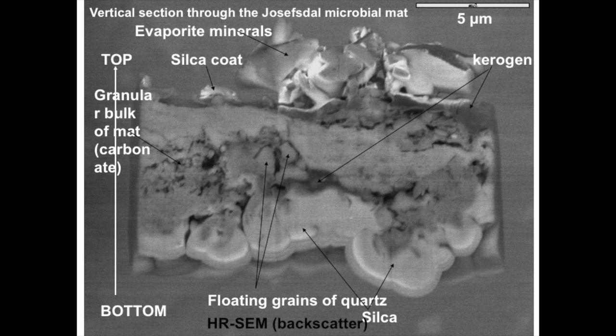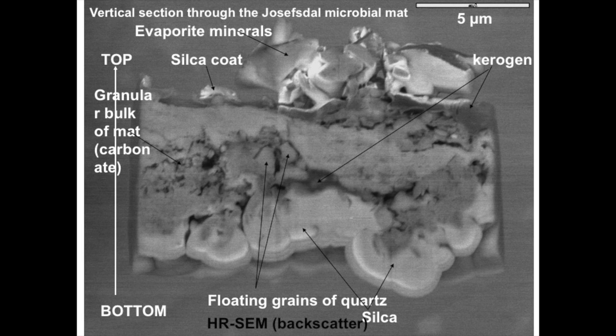So we have the top layer of kerogen here, and you'll notice that the bulk of this feature is light grey and granular, and it's actually carbonate. It's aragonite, and I'll go into more details there. And finally, right in the middle, there are some tiny floating grains of quartz. Remember, these features are sticky. We're looking at polymer, which is sticky, and detrital grains stick to it and are entrapped by it.